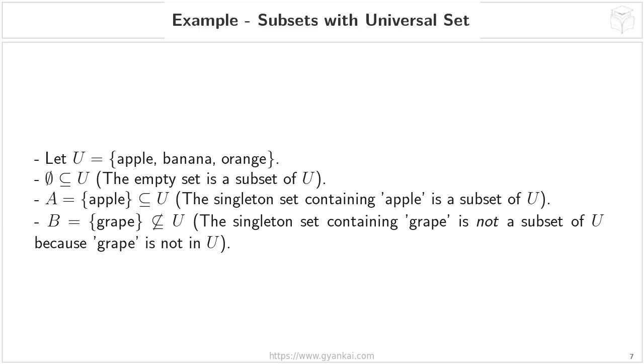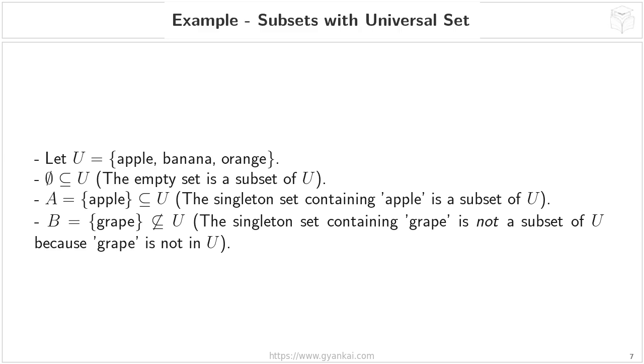Finally, let's look at set B. We define B as containing only the element grape. So, B equals the set containing grape. Now, if we look at our universal set U, do we see grape listed? No, we don't. Therefore, B is not a subset of U. We show this by writing B is not a subset of U.